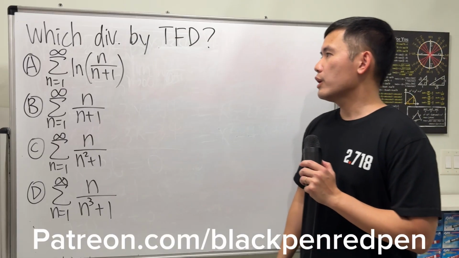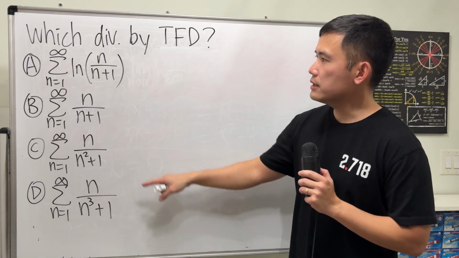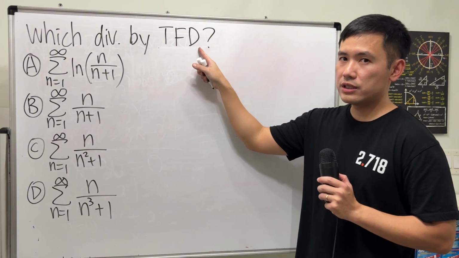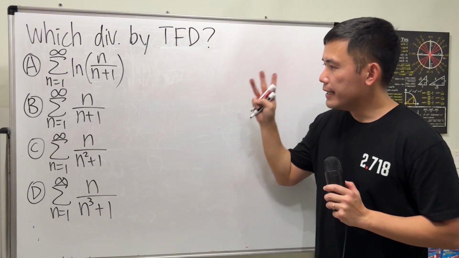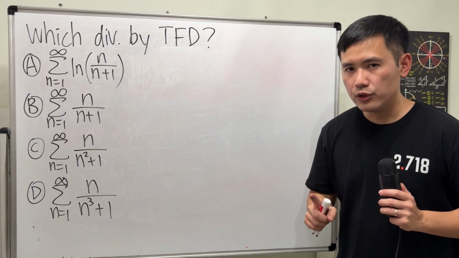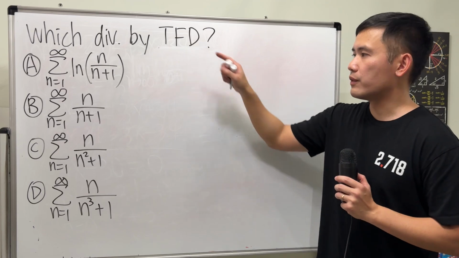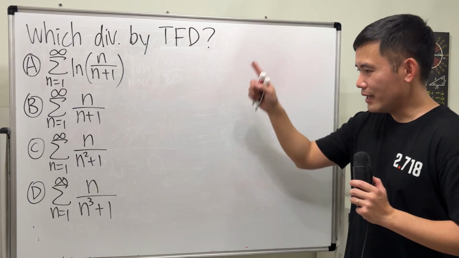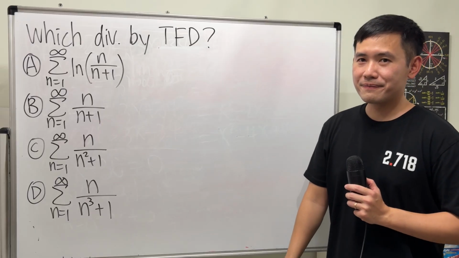For this one, we are going to find out which of the infinite series diverges because of the test for divergence. In fact, I will tell you, 3 of these right here diverge, but only one of them diverges because of the test for divergence, and you have to pick that one. So you know the deal. Please pause the video and try this first before you watch the solution.